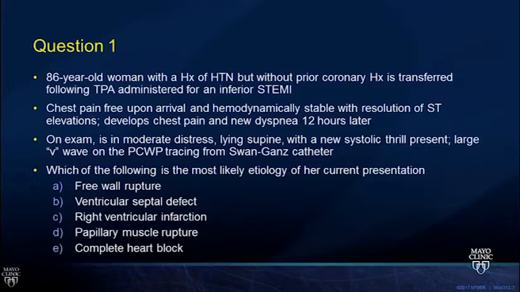On exam, she's in moderate distress, she's laying supine, okay? With a new systolic thrill present, large V wave on the wedge pressure from the Swan-Ganz catheter, which of the following is most likely etiology of her presentation? Free wall rupture, VSD, right ventricular infarction, papillary muscle rupture, complete heart block. Punch in your answer.